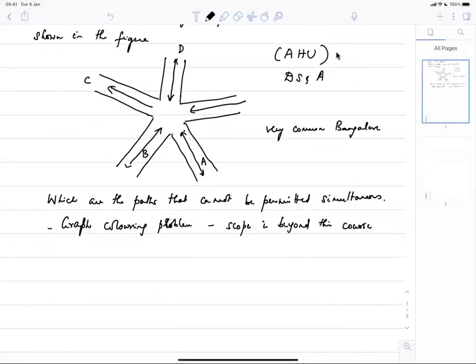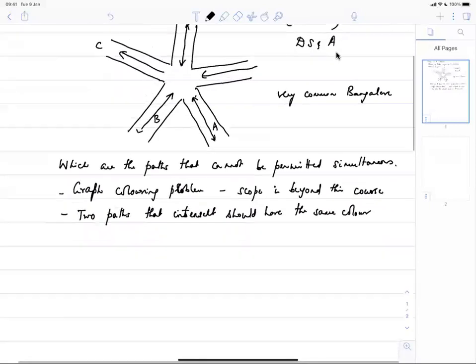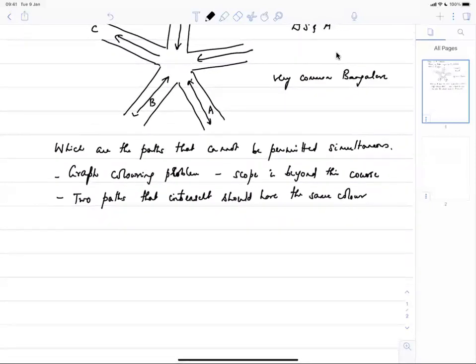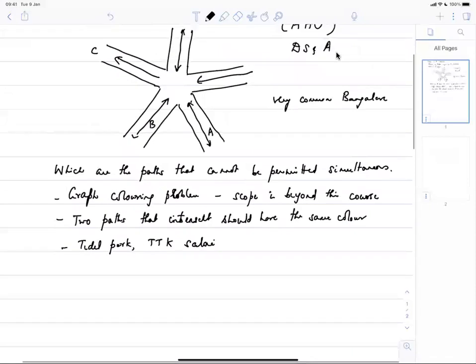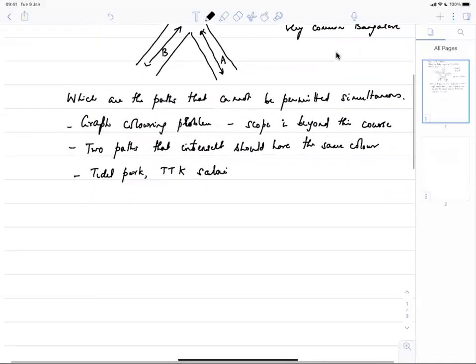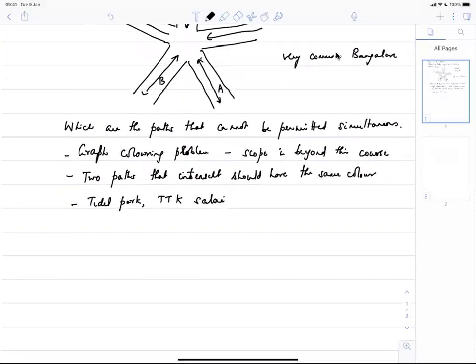So what do we need to know? We need to ensure that two paths that intersect should not have the same color, should not have green at the same time. Of course, in many of these intersections, whether at Tidal Park or TTK Salai, they allow only one direction at a time. You'll allow only this one or that one, and so on. But Chennai generally has only two-way intersections. This is an interesting intersection.